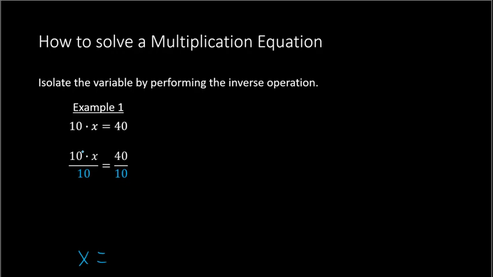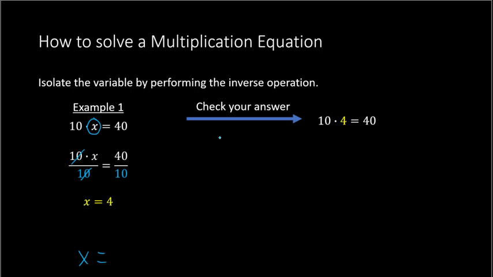When we divide the left side by 10, you are left with an x over here. And then on the right side, 40 divided by 10 is 4. So our solution is x equals 4. And we can check our answer by plugging in 4 back into the equation in place of x. So instead of 10 times x equals 40, we have 10 times 4 equals 40. And because that is a true statement, that means we have the correct solution.